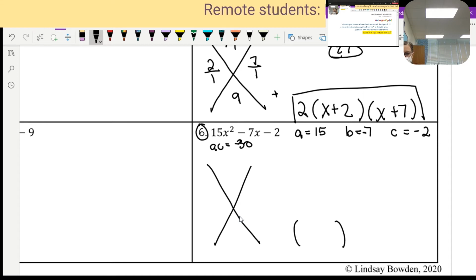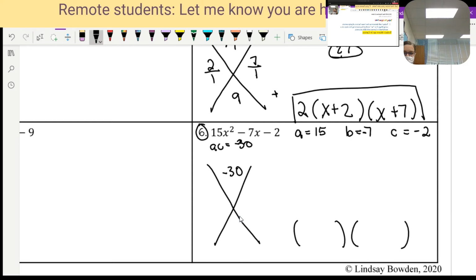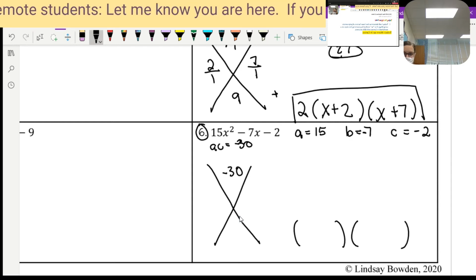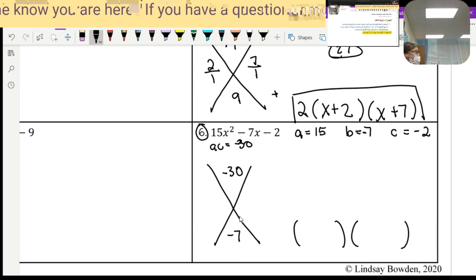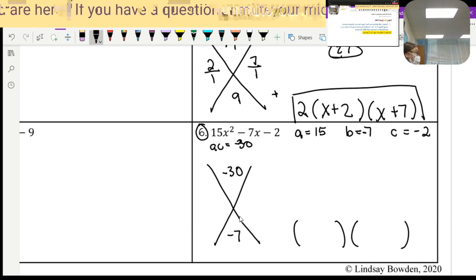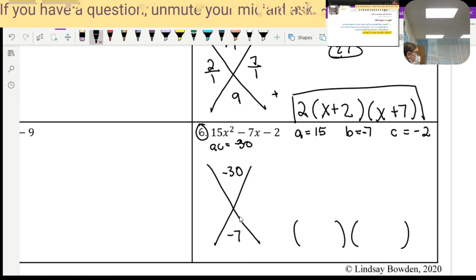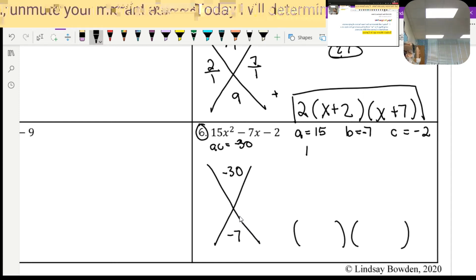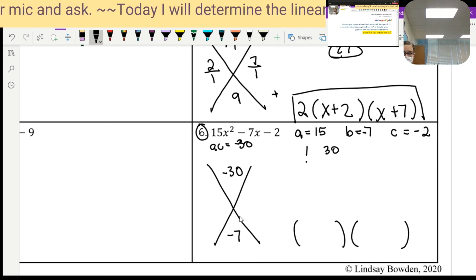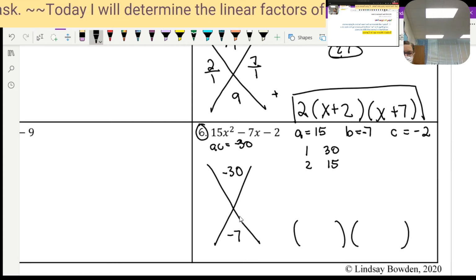Okay, so let's make our big X here. We can get our parentheses ready. Why not? We've got -30 here, and then we're going to put B here, which is -7. So factors of 30, we need to remember that in the end it needs to multiply to a negative. So one has to be negative and one has to be positive. So we have 1 and 30. We have 2 and 15.